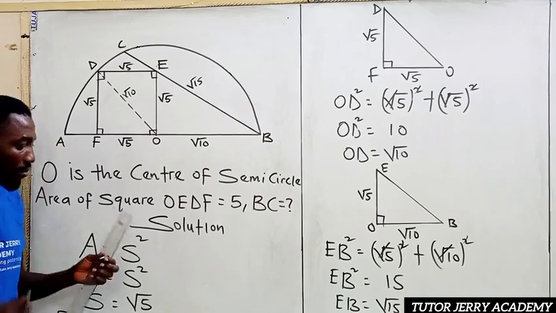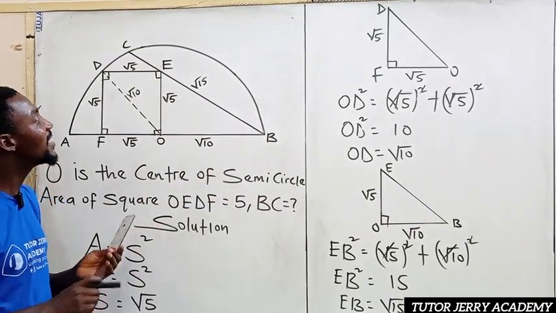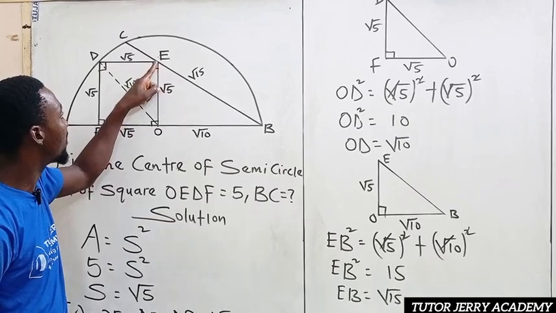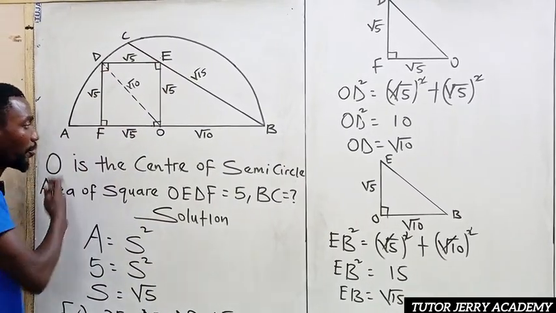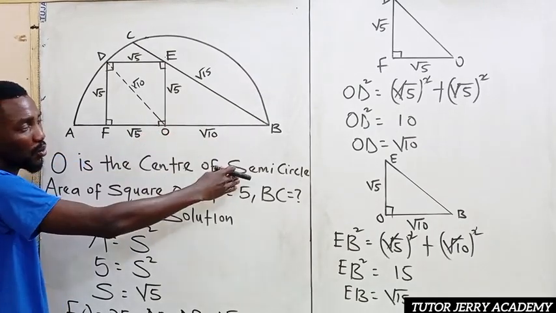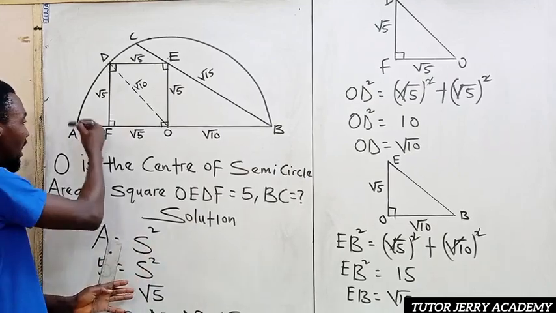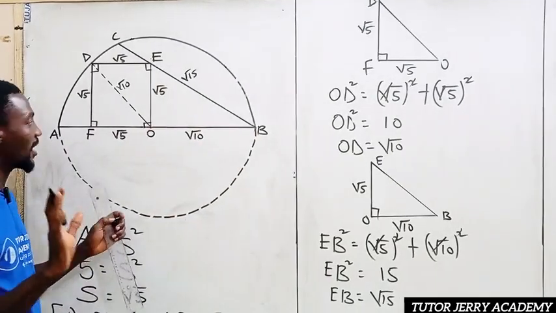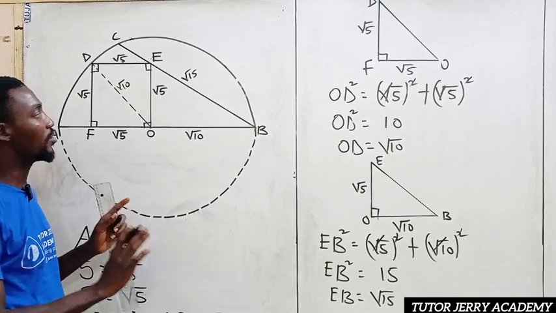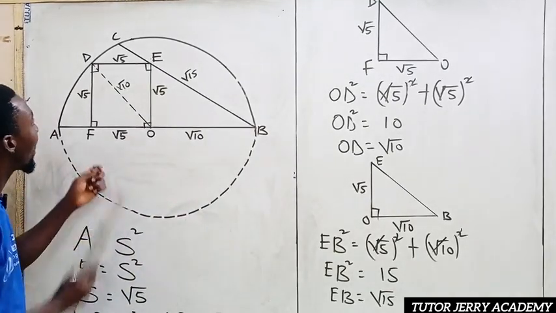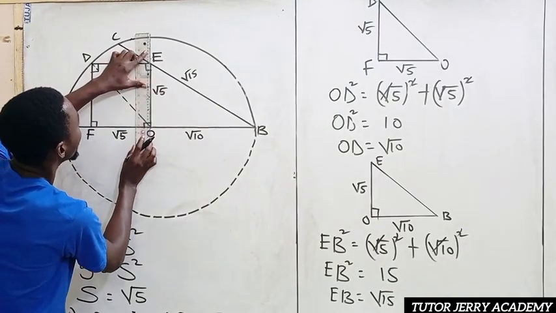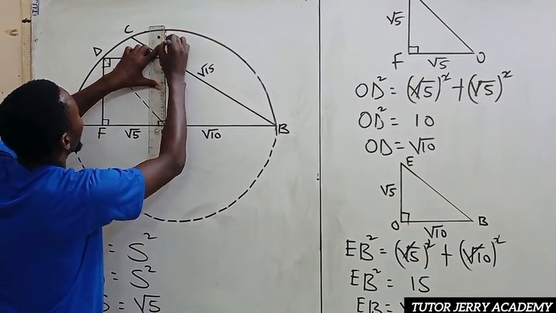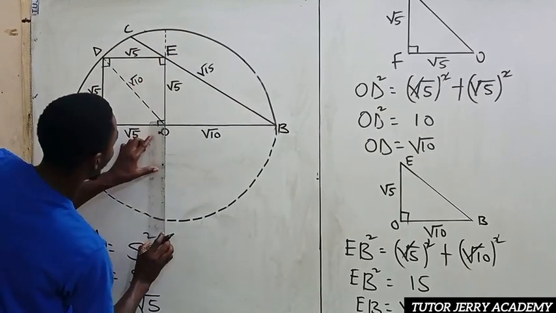Now that we have gotten our EB, the next thing we are going to take note of critically is this. If I decide to complete this line and draw the full circle, let's look at what it's going to look like. We'll just sketch this, then we'll see it. We are just assuming that this is a full circle now. If this is a full circle, I can also complete this line. Let's draw this line, and let's also draw this one down.